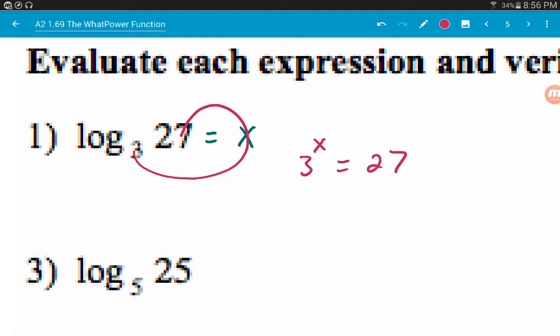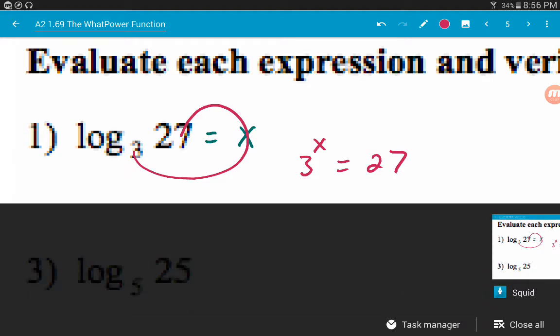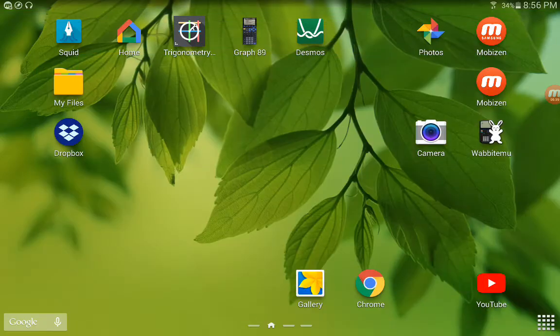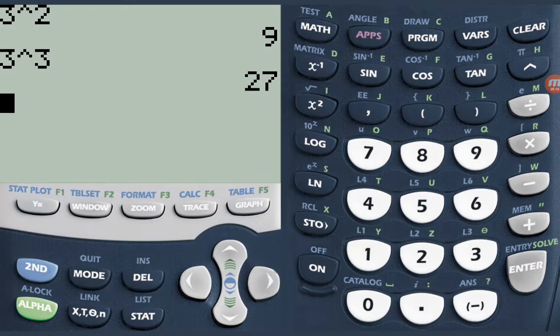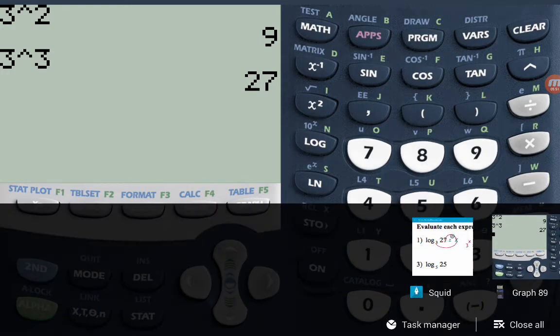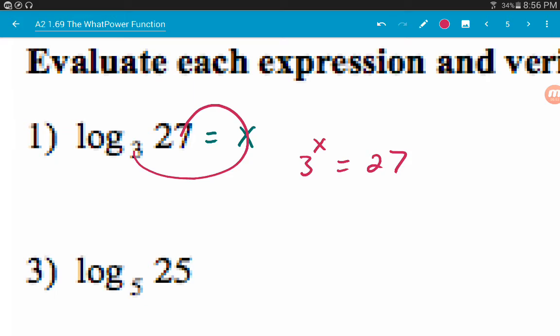Oh, what exponent would make this into 27? So it's not 3, it's not 3 squared. 3 squared is 9. I can check it in my calculator even. Check it out. I want to find out 27. So let's see. 3 to the second. Nope. 3 to the third. Yes, 3 to the third is 27. So I would just finalize this by saying x equals 3.